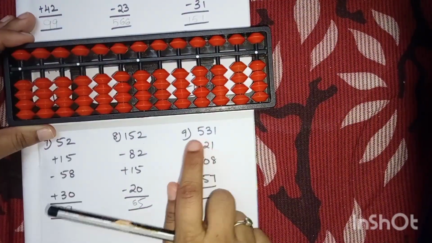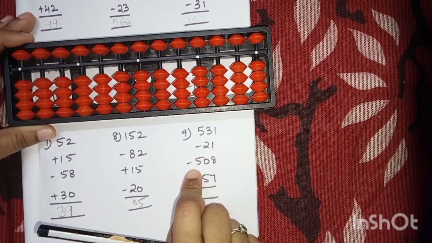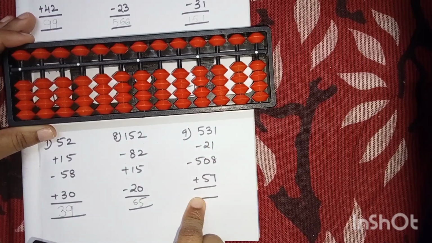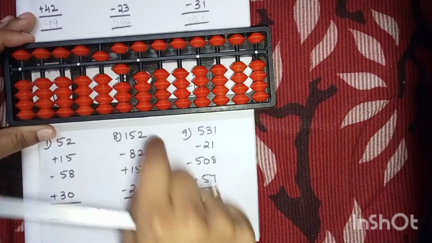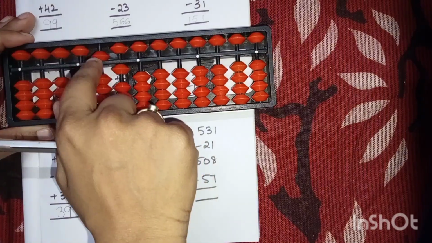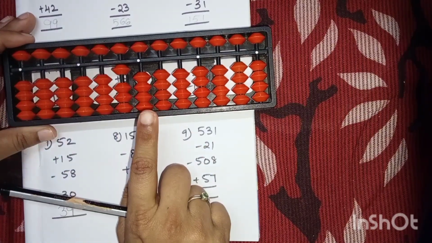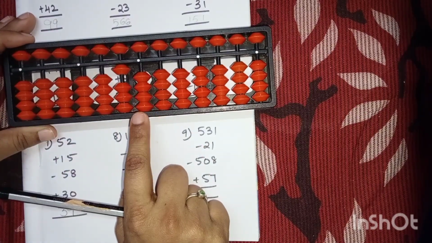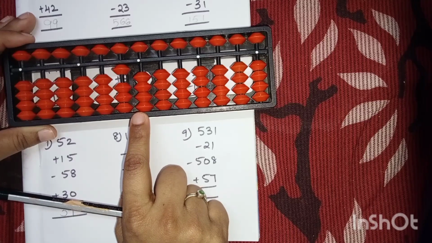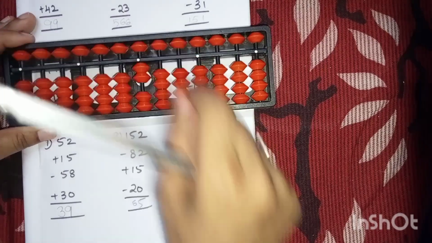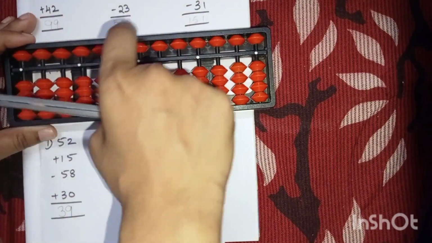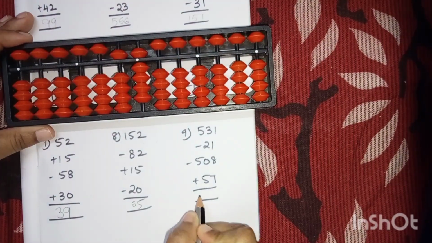Clear the scale. 531 minus 21 minus 508 plus 57. 531 minus 21 minus 508. In the ones place rod, 8 minus 8 is not available. So what you have to do, you have to take big friends formula. Minus 8 is equal to minus 10 plus 2. Next 57. 59 is the answer.